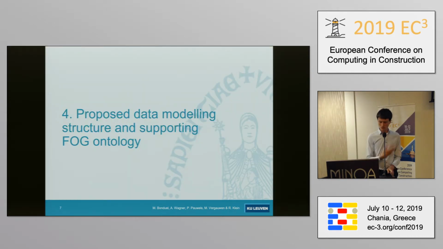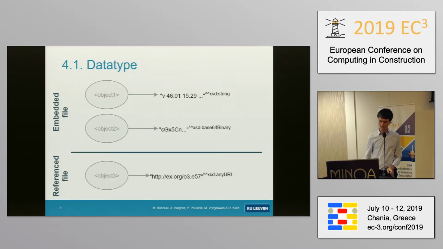This brings us to what we propose as a data modeling structure and the supporting ontology to do this. If you look at RDF literals, we have the three parts: the data type, the data type property, and the literal. So as discussed earlier, the literal has to be Unicode. This limits us to not use binary data, but of course you can always encode binary data to store it into literals.